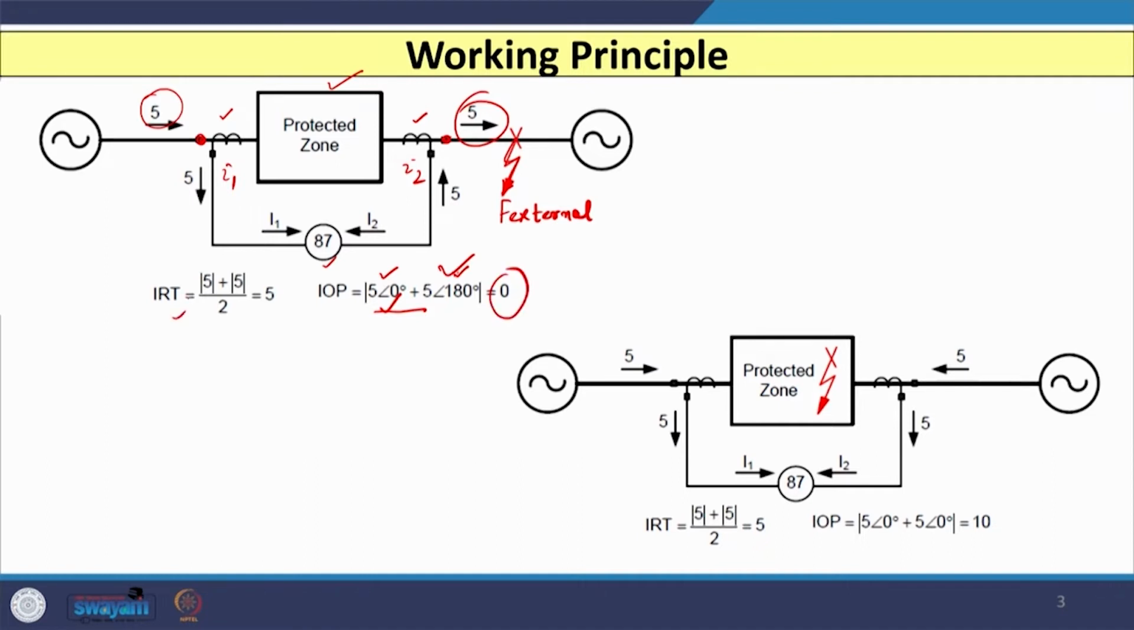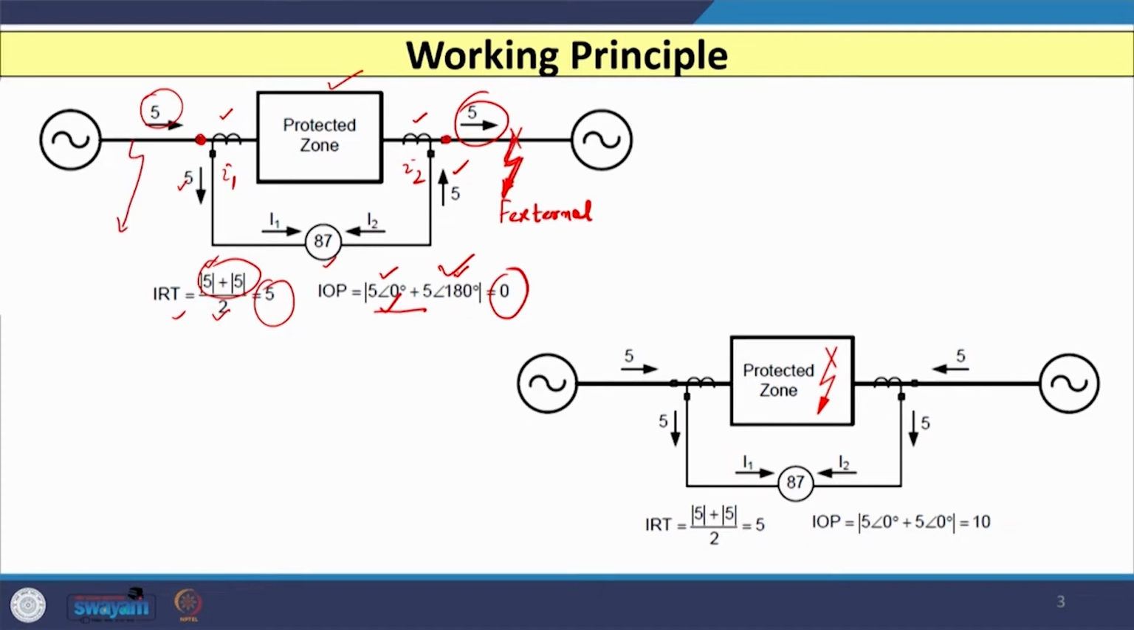The restraining current in a biased or percentage differential protection scheme is (I1 plus I2) by 2, and in a digital relay the restraining current IRT is the scalar addition of the two currents I1 and I2, that is 5 and 5. I add them and divide by 2, so again I get 5. As your operating current is 0 in case of an external or through fault, maybe on this side or somewhere here, this relay is not going to operate.